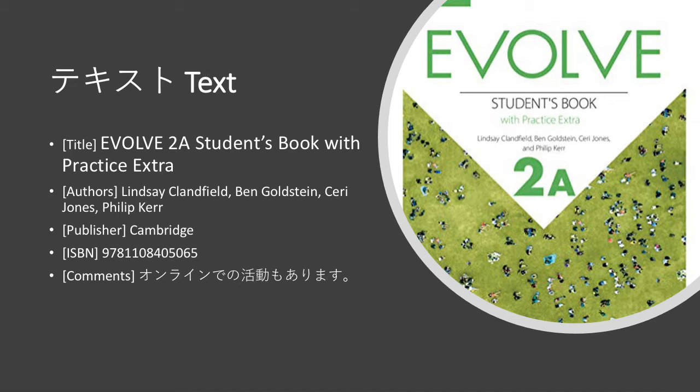Here is our textbook. The title is Evolve 2A. The A is important. Don't buy the wrong book. If you are in my course for the spring semester, please buy the book in April, before classes begin. If you are in the fall semester, you should buy it during summer vacation.